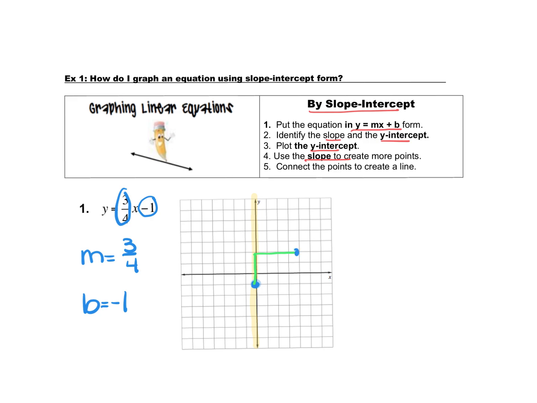All right, and so now we're going to have these 2 points. And once you've got the 2 points, you're able to then connect the dots, and you've got now a line that has been graphed with a slope of 3/4 and a y-intercept of -1.